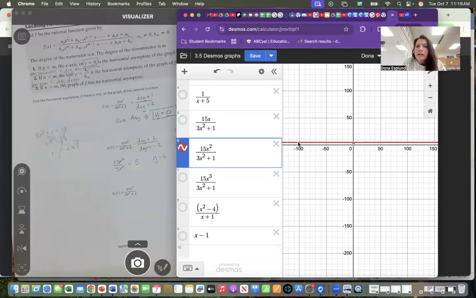And the same thing goes if I go to negative infinity. And look at this, as I go towards negative infinity, I'm getting a very small number, but I'm also getting very close to 5 as well.